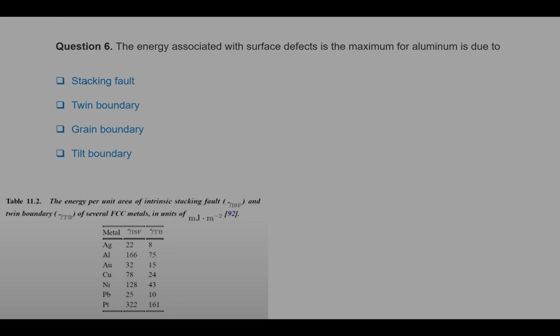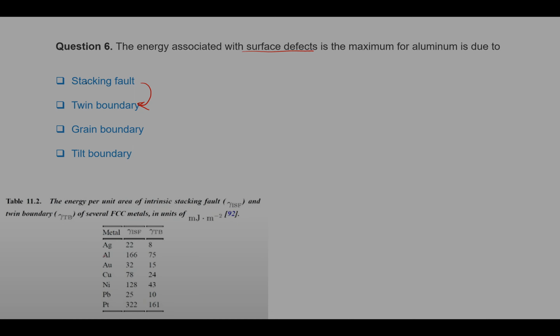So question number 6: the energy associated with surface defect is the maximum for aluminium is due to, say, the twin boundary is a consequence of stacking fault. Okay, the twin boundary is a consequence of stacking fault, so it is not directly associated with the energy of a surface defect. Here we can say directly.